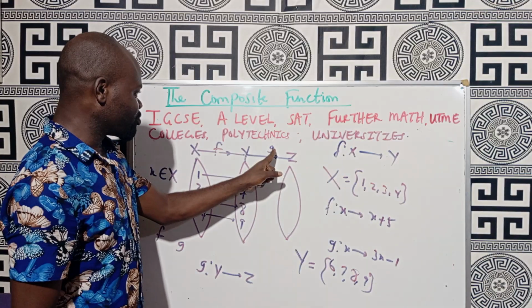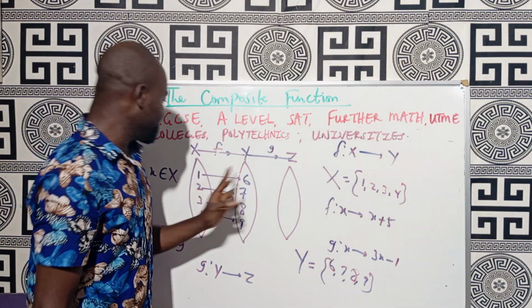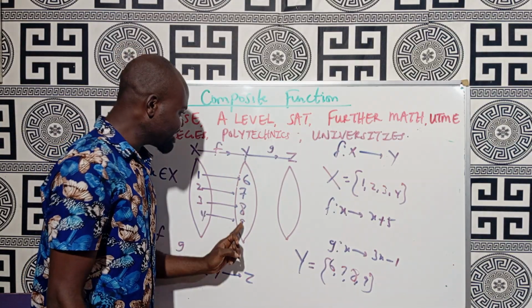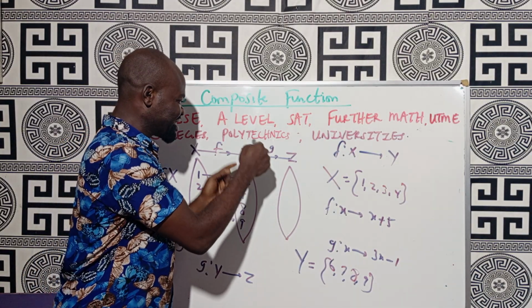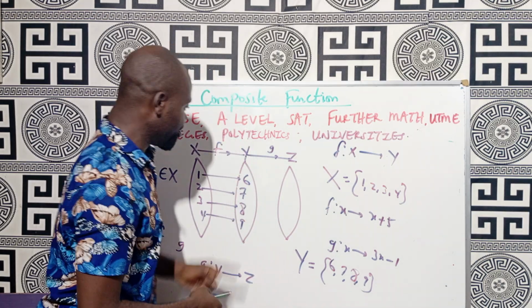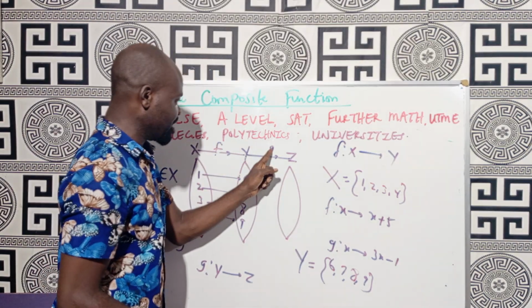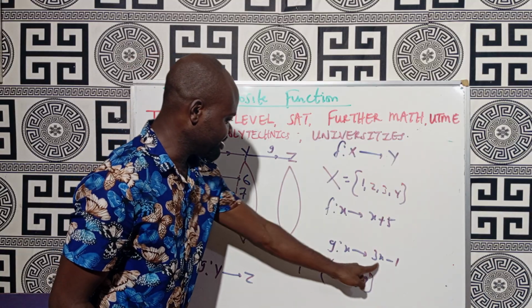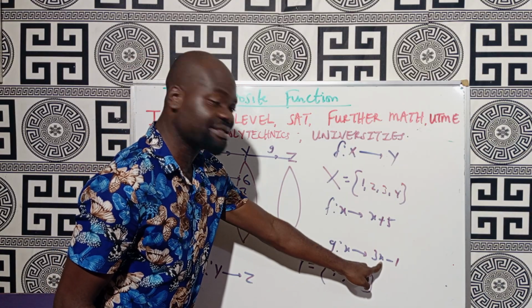Okay, now let's go to function g. That means the output here is now used as an input to give its own output again. So now you are using your g. When x is 6, that's 3 times 6, 18.